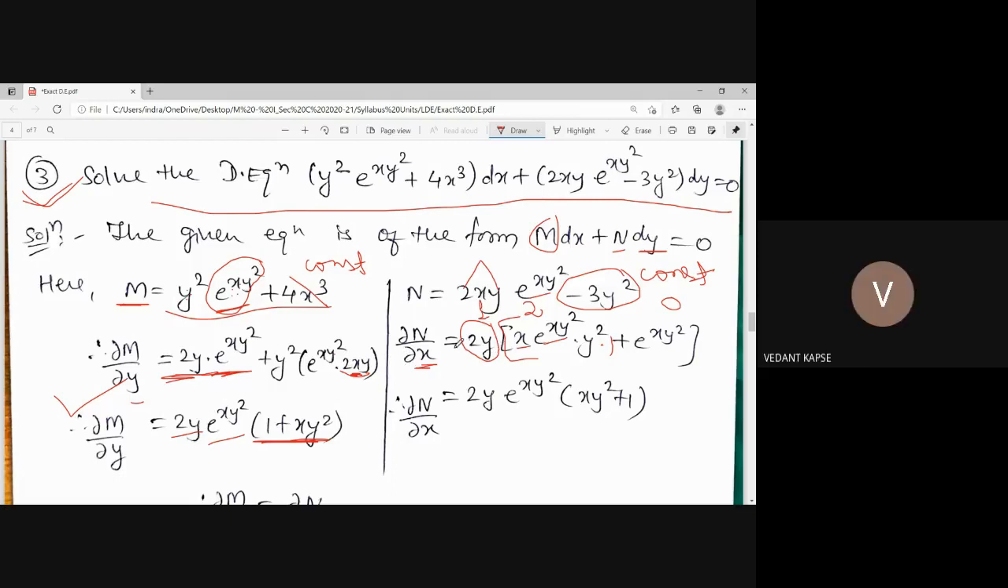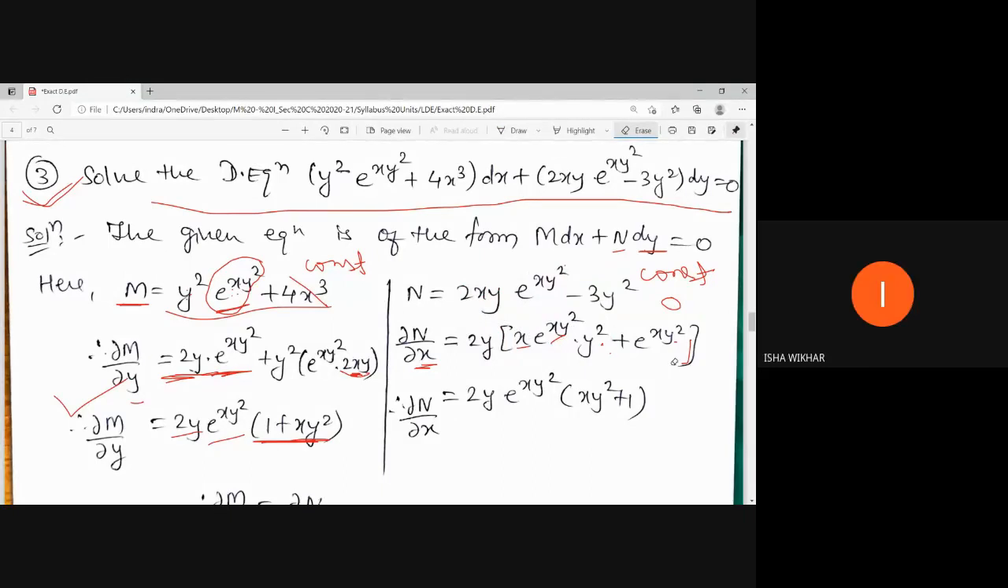2y is constant, completely outside the bracket. Inside the bracket, the first term will be x, and the second term is this. First into the derivative of second. The derivative of second, that is e to the power u, is e to the power u into the differentiation of u, out of which y square is constant. The derivative of x with respect to x is 1, plus the second term as it is, e to the power xy square, times the derivative of x, which is 1. Is this point clear?